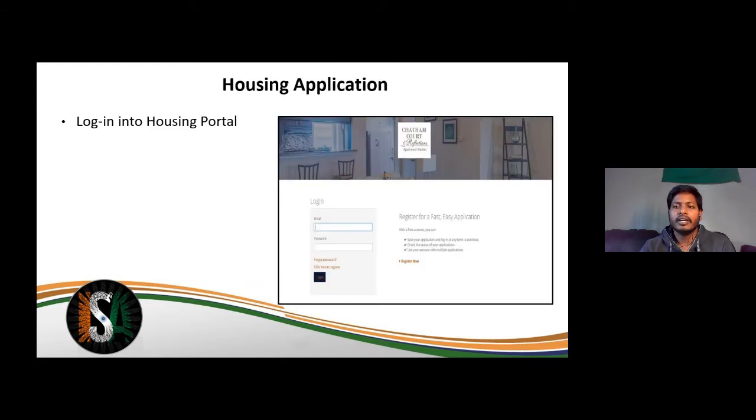For every housing application, you just have to search the community name, and you will find one portal where you can register and log in, and you can even pay your administration fees, so that your lease will be signed before you come here. It's not like we will pay on the spot. At least you should pay your administration fees so that your lease will be finalized.